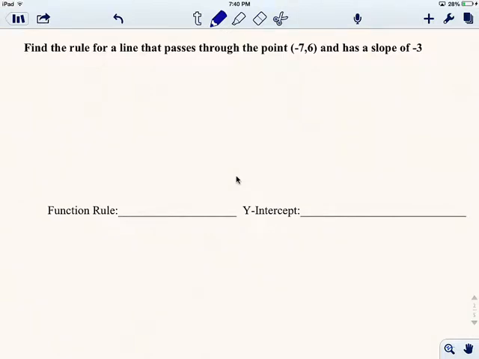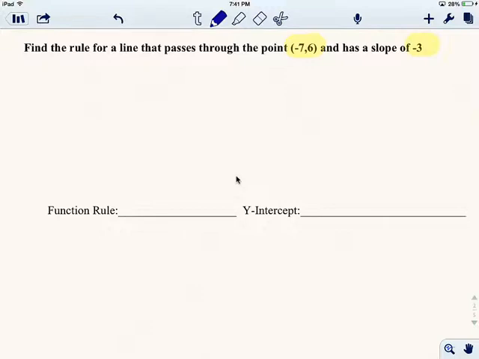Okay, guys, this problem is going to ask us to find the rule for a line that passes through the point -7, comma 6 and has a slope of -3. So right away, I see that they've given me a point and they've given me a slope, which is a great indication to go ahead and use that point slope form equation.